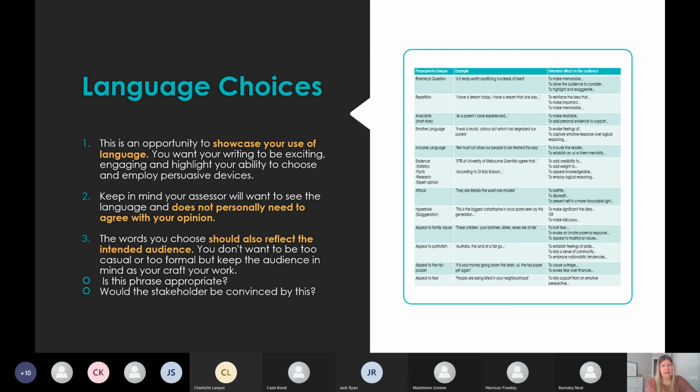Also, if you're looking to get the 40 out of 40, the words you choose should also reflect the intended audience. You don't want to be too casual or too formal, but you need to keep the audience in mind, as this will help you craft your work. When you are editing, think, is this phrase appropriate for my audience? And would the stakeholder be convinced by this? All of those skills are really important.